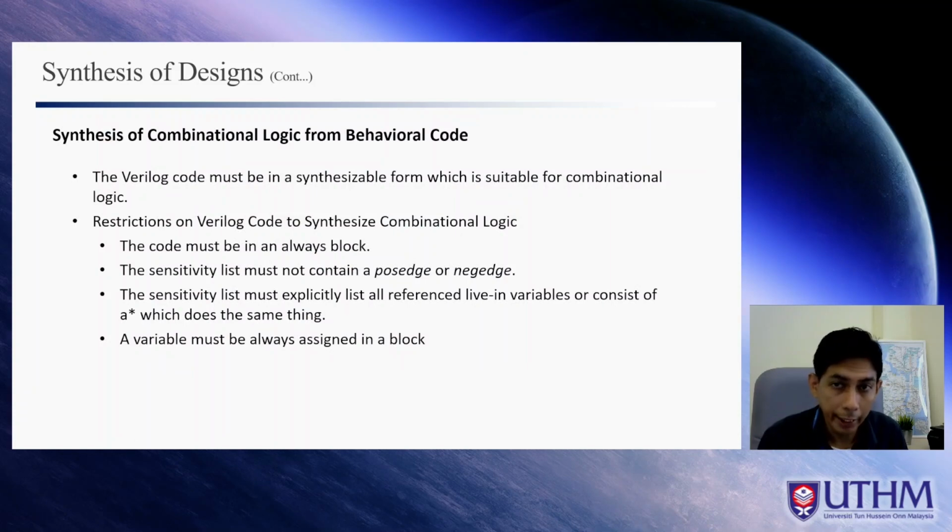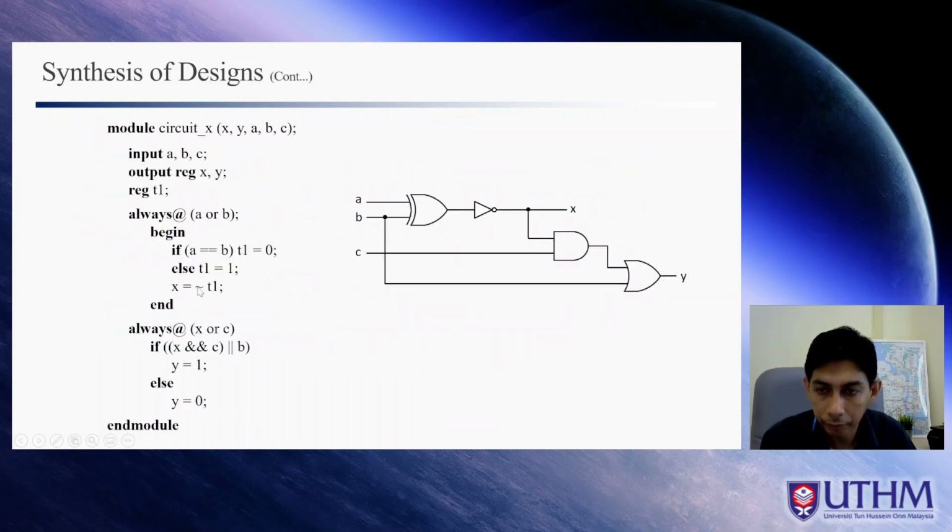To create a combinational circuit from behavioral code, there are some restrictions, or things that you need to avoid. First, the code must be in an always block. When you want to code in behavioral modeling, you need to have your code in an always block, right? Look at this. This is behavioral code, and it must be in the always block. This is also behavioral code and must be in the always block.